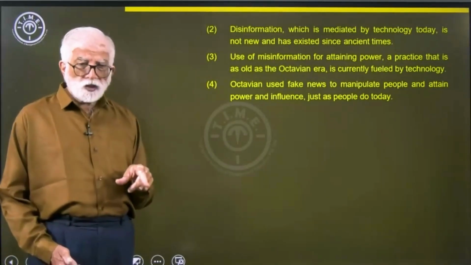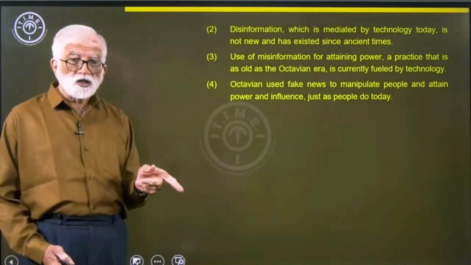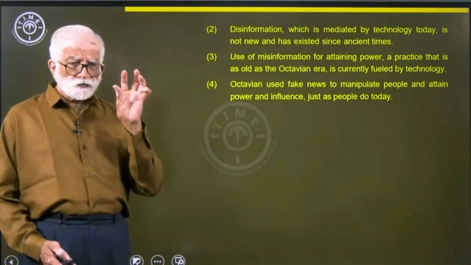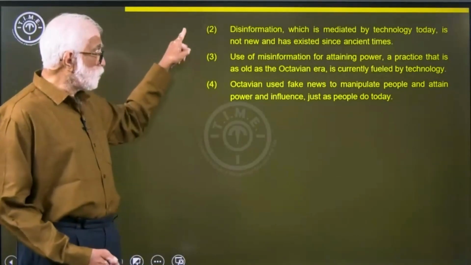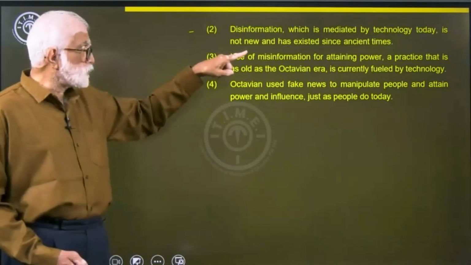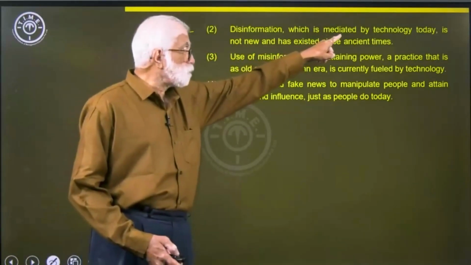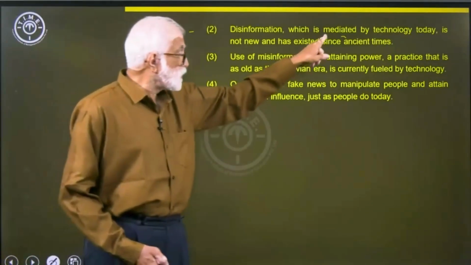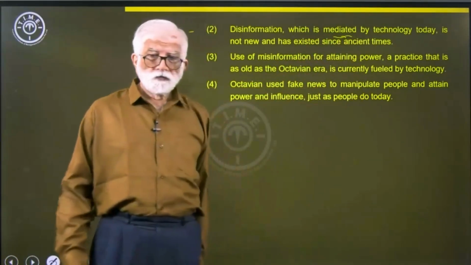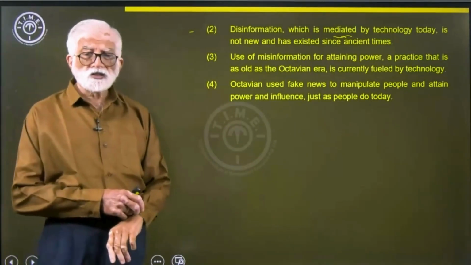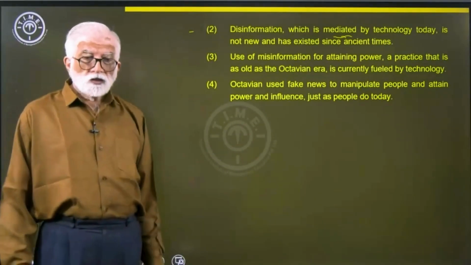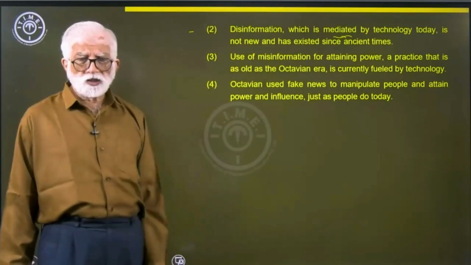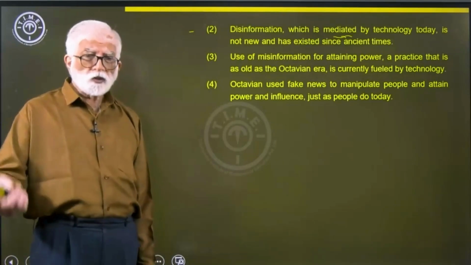So, 2: disinformation, which is mediated by technology today, is not new and has existed since ancient times. Fair enough. But we'll hold that. Disinformation, which is mediated by technology today, that means which is made possible by, or regulated by. Mediated would actually mean regulated. Are we saying it's regulated by technology or made possible by technology? Because mediated would mean regulated. We're not saying it's regulated, we are saying it's made possible by. So, I'll keep 2 there in case I don't have a better answer, but mediated is not actually the word that we want. Made possible by.